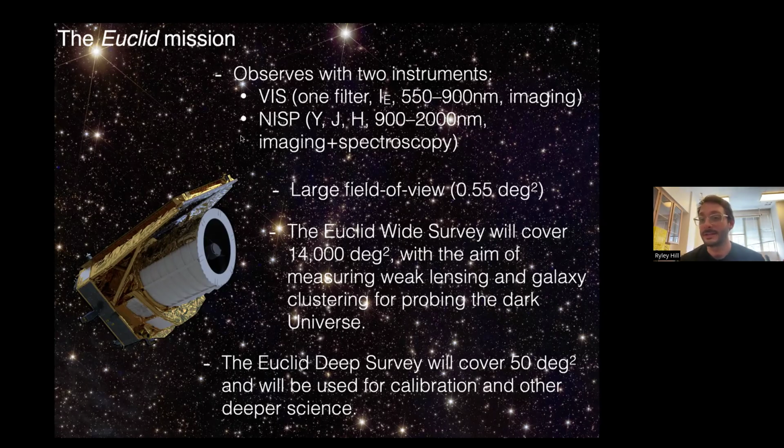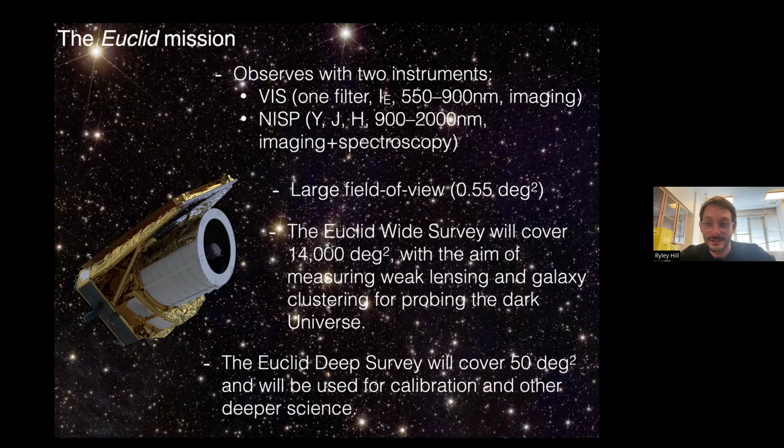So it has three filters, Y, J, H, so it's about 1 to 2 microns. And with NISP, you can do both imaging and spectroscopy. With VIS, it just does the imaging. Euclid has a large field of view. So a single image from this telescope is about half a square degree. And that's why this is such an interesting telescope for me, because in one image, it's going to get tons and tons of galaxies. So you might be familiar with the Hubble Space Telescope. This is like the Hubble Space Telescope on steroids in terms of how much area it can cover.